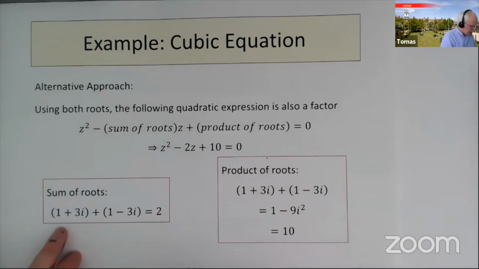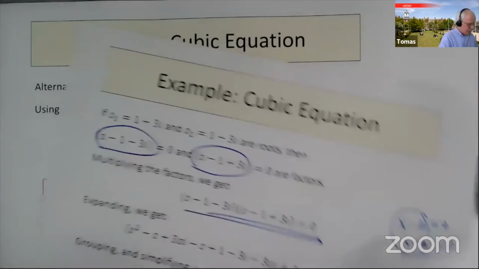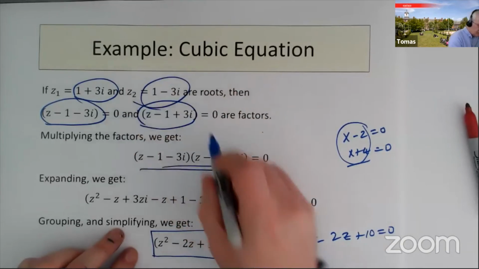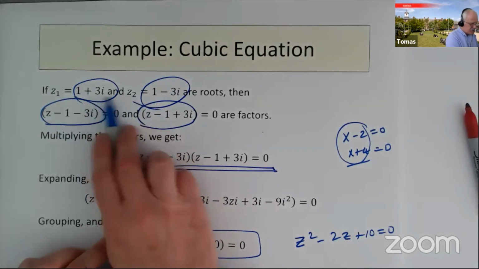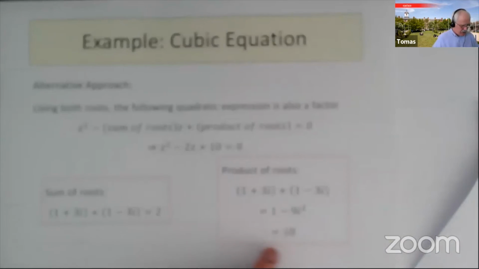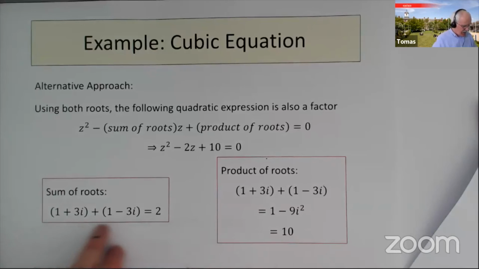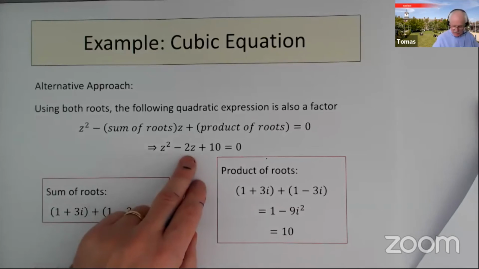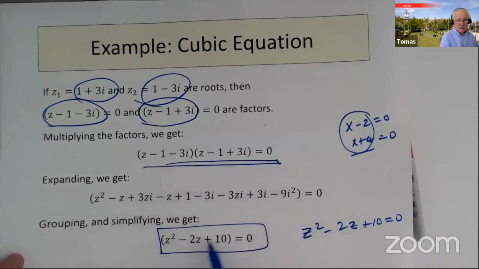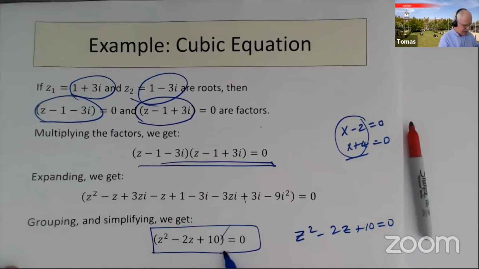Given that I knew that this was the first root and this was the second root, the sum of them was just 1 and 1. The product was whatever would turn out to be, I think, 10. So again, I get z squared minus 2z plus 10, z squared minus 2z plus 10. It's just an alternative approach to exactly the same thing.